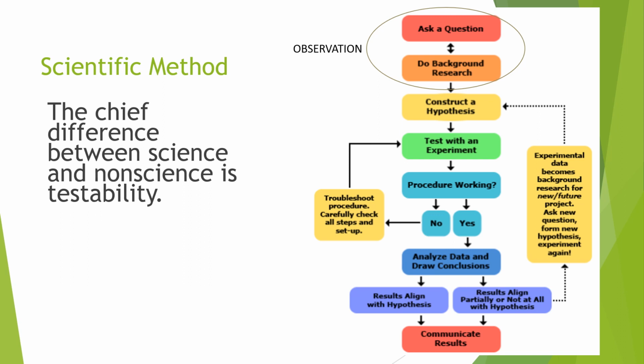So then when you are doing the experiment, you have to think if the procedure is working or if it's not working. So if it's working, perfect. Yes, it is working. Now you have to analyze the data that you collect with the experiment, and with that information, you have to make a conclusion. But if it's not working, there you can see that the arrows lead to the no and then lead to a little box on the left that says troubleshoot the procedure and carefully check all steps and setup.